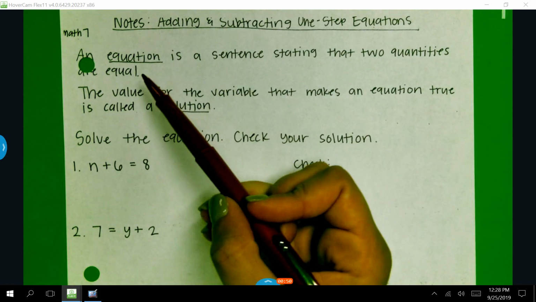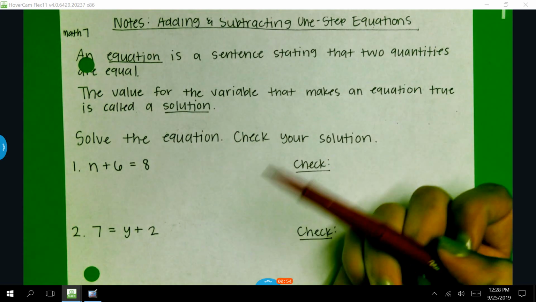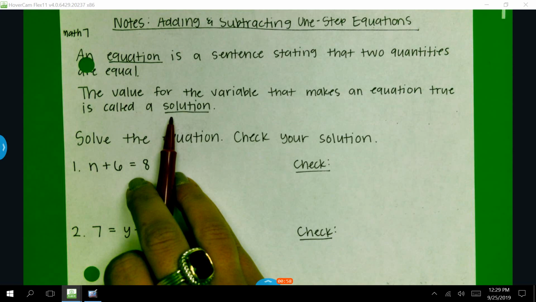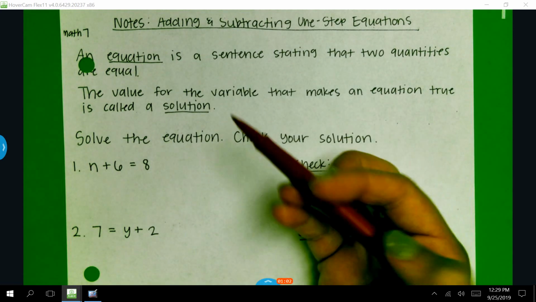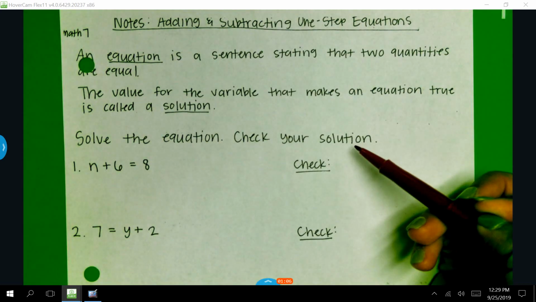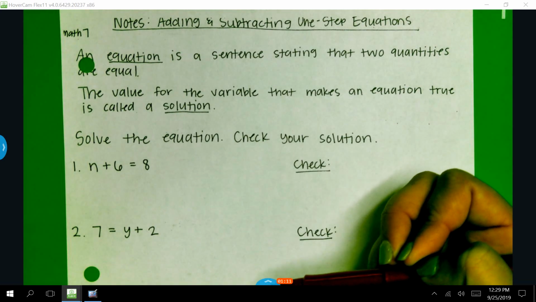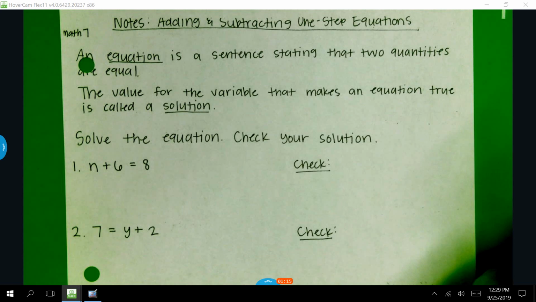So I have an equation, which we all know is a number sentence that has an equal sign somewhere in there. And then the solution to that equation is your answer. It's what makes that equation true. So once you find your solution, your answer, you've got to check your solution as well. So if you find out that the answer is 2, you need to make sure that that answer is 2. So it's two-part. Find your answer, check it.